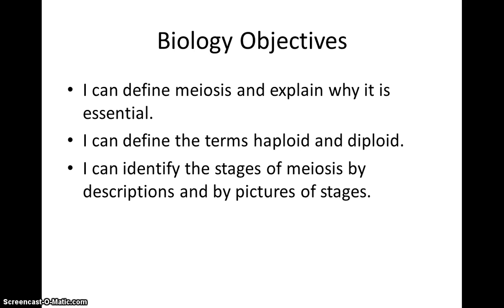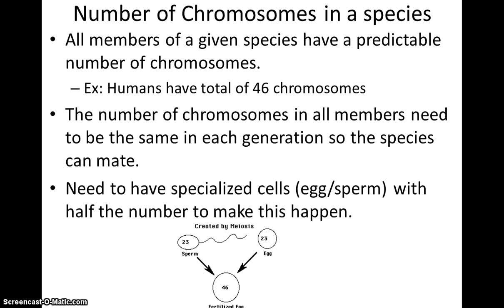Okay, there are three objectives for today's lesson. The first is to define what meiosis is and explain why it is essential. We're also going to need to define the terms haploid and diploid to be able to understand meiosis, and identify the stages of meiosis by description and by looking at pictures.